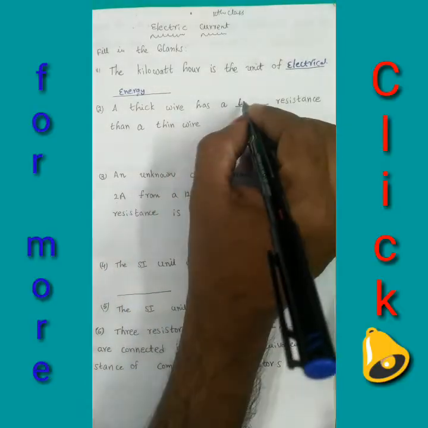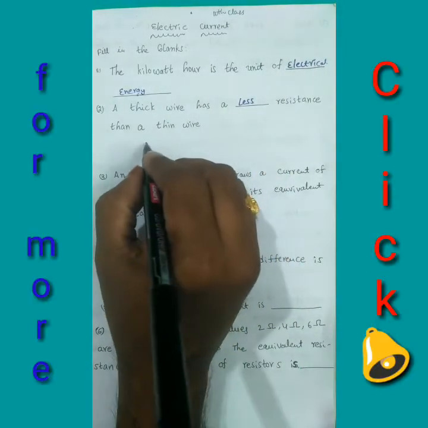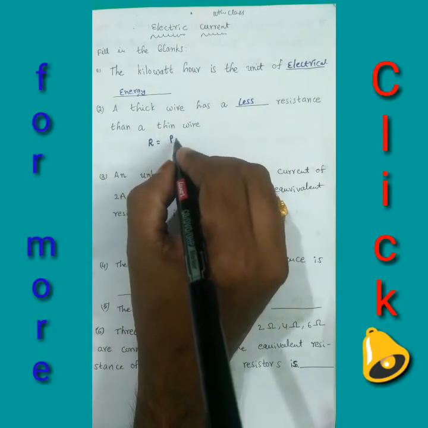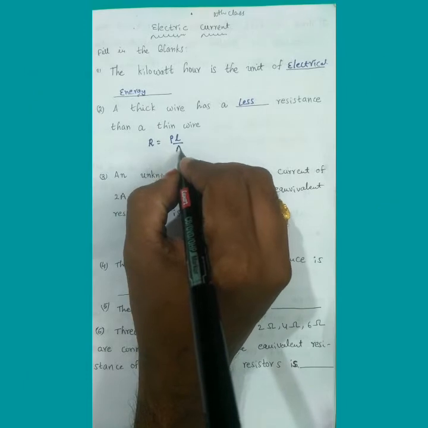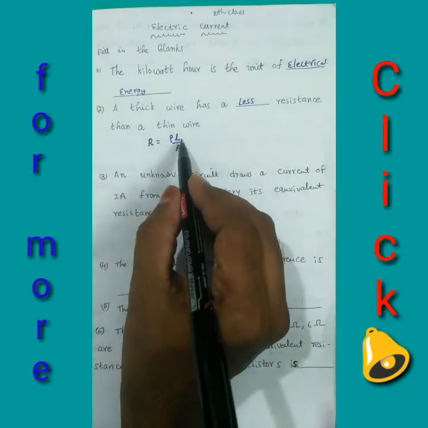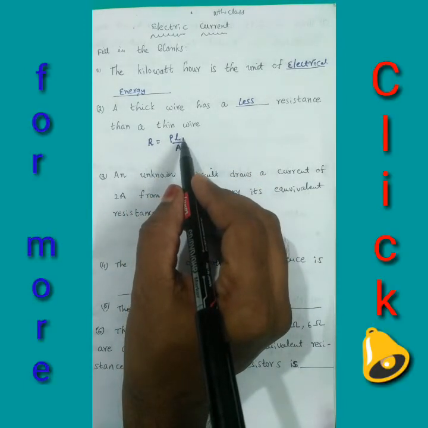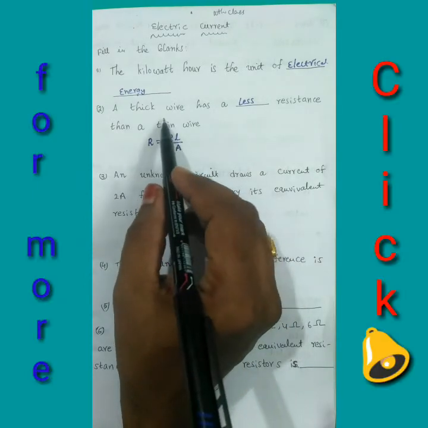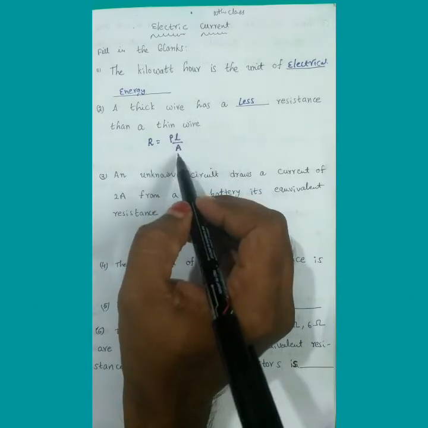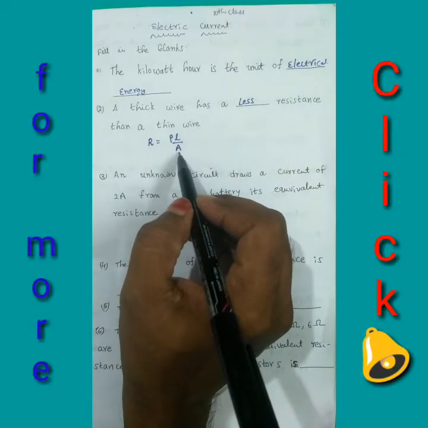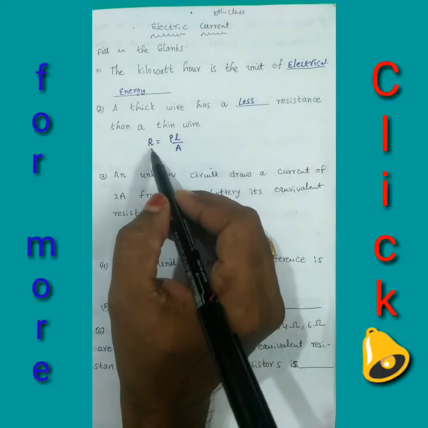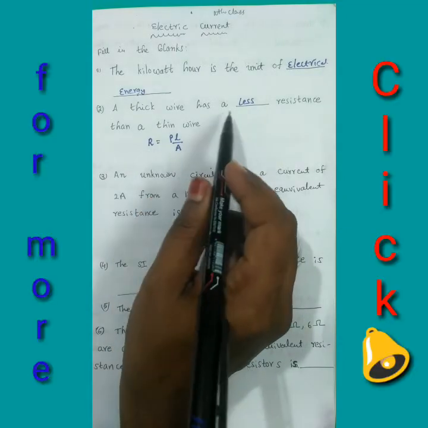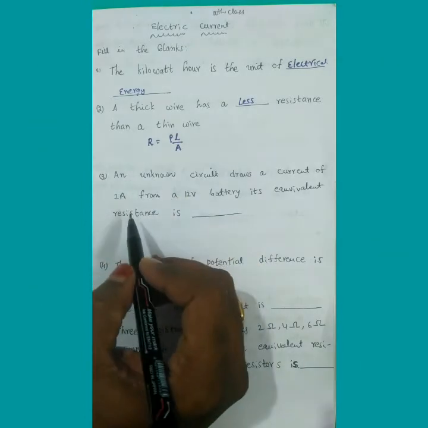And a thick wire has less resistance. Why? Because the resistance of the material depends upon the length of the material and also the cross sectional area, where L is the length of the conductor and A is the cross sectional area. That means as the thickness increases, it is inversely proportional. Whenever the thickness increases, it is automatically in the denominator. That's why the resistance becomes less. This is the explanation.